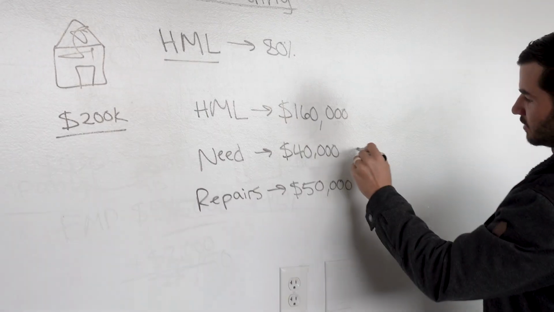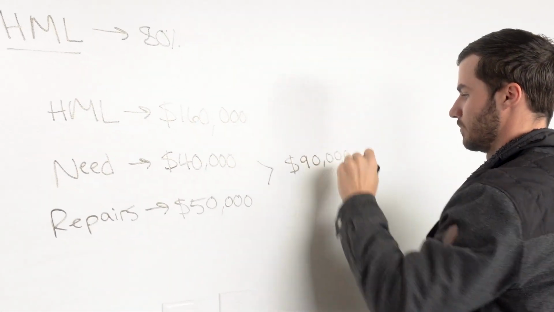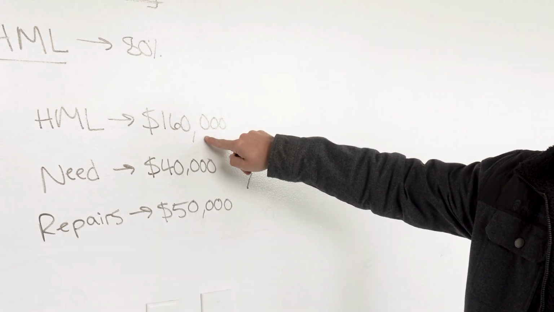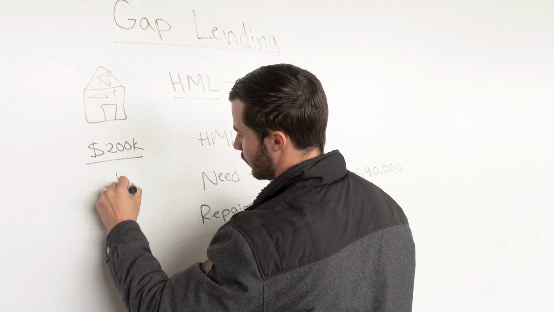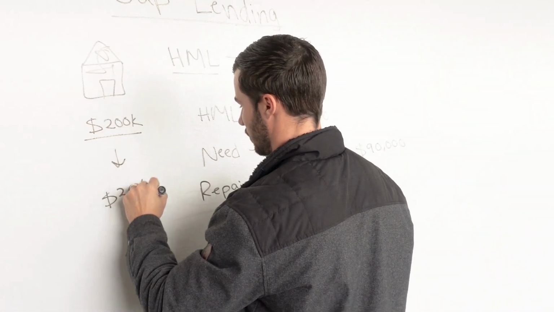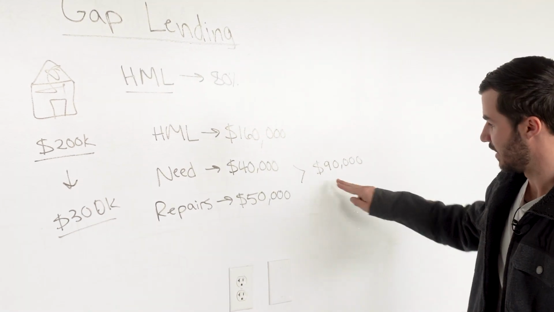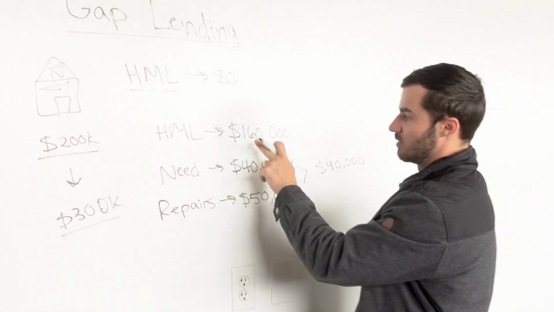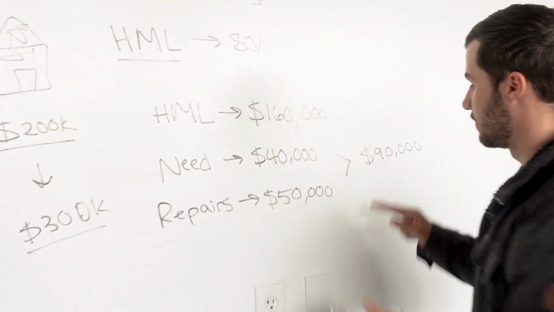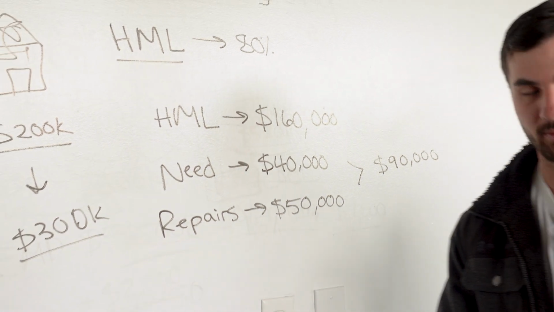So if we put these two things together, that means that we need an additional $90,000 here on top of the hard money loan we have in order to purchase this and then flip it and hopefully sell it for, let's say, $300,000 and make a profit, right? And so this money right here is the gap between the loan amount and the amount of money that's needed. And this is where a gap loan would come into play.